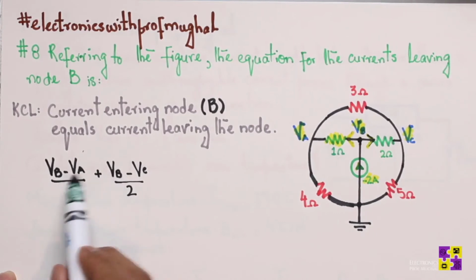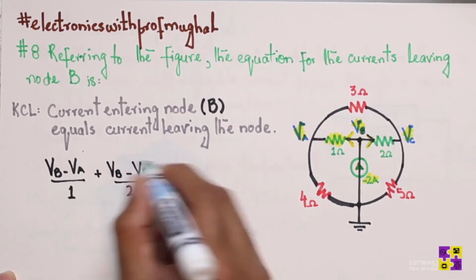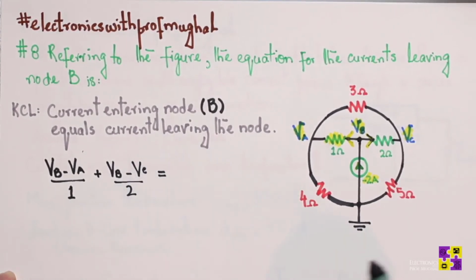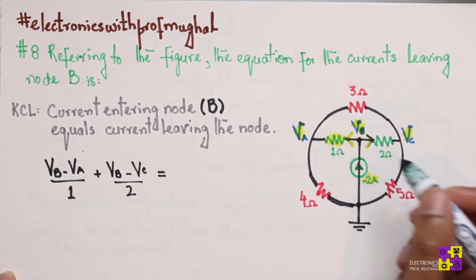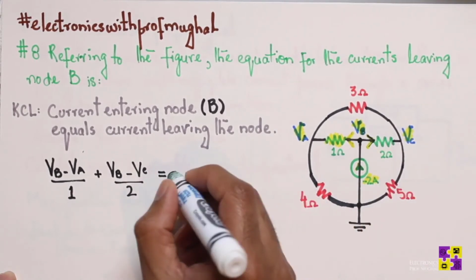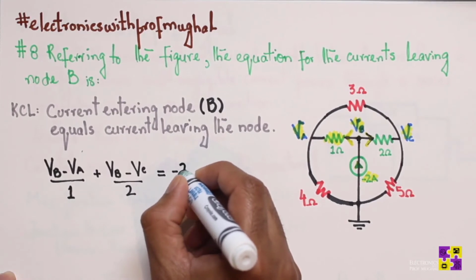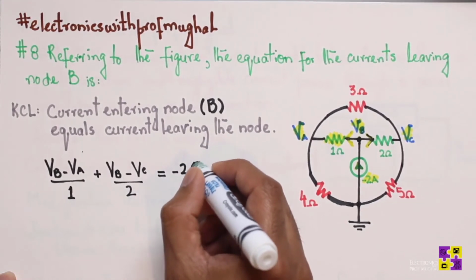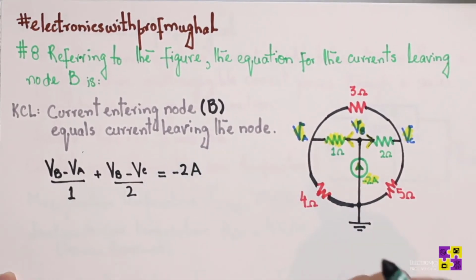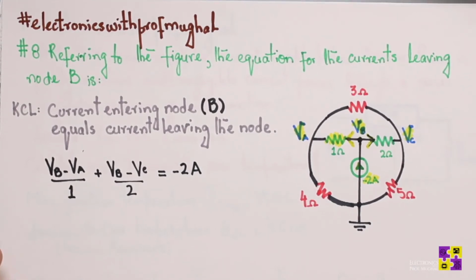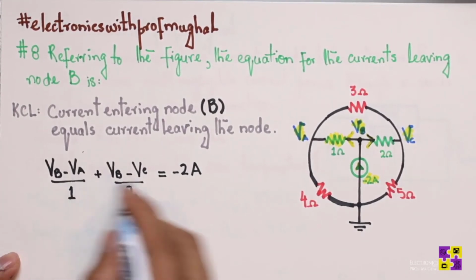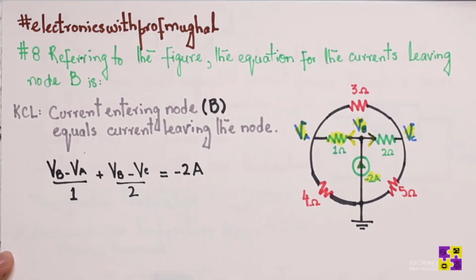So these are the two currents which were leaving. Current leaving equals current entering. What is the current entering the node? That is negative 2 amps, correct? Negative 2 amps. Okay, alright, we're going to do a little bit of math here to further simplify this equation.